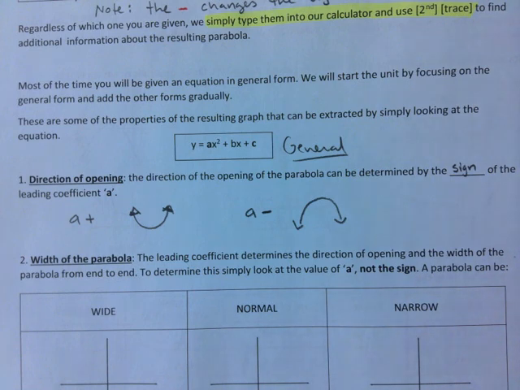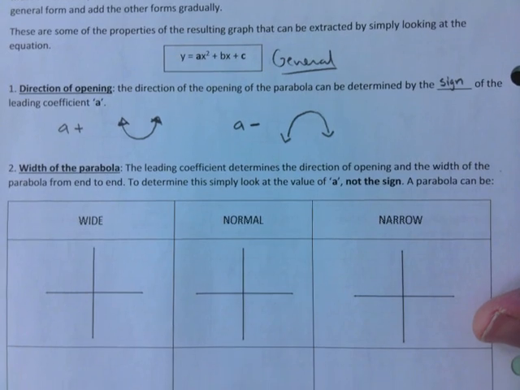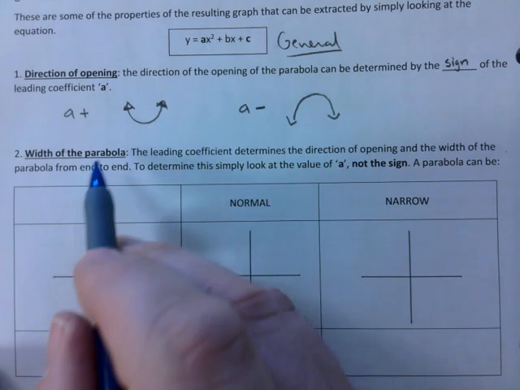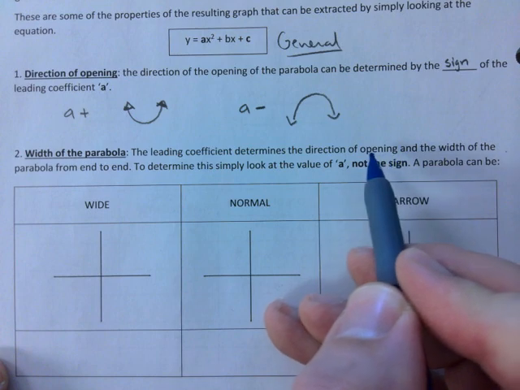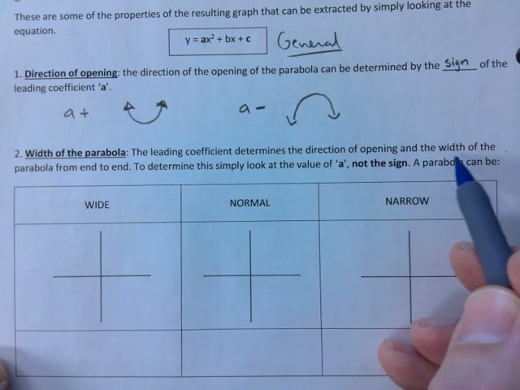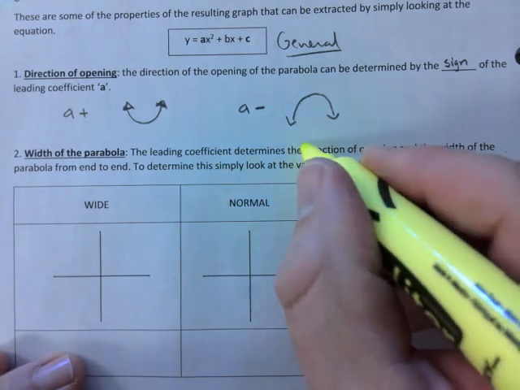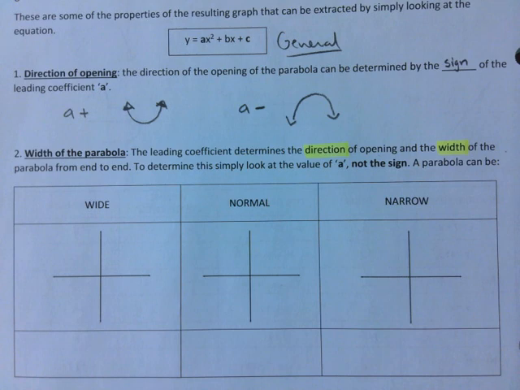Next, the width of the parabola. This is not so crucial to find answers, but to adjust your window later on your calculator. The leading coefficient determines the direction of opening, and the width. So it's direction and width, really, what it tells us.